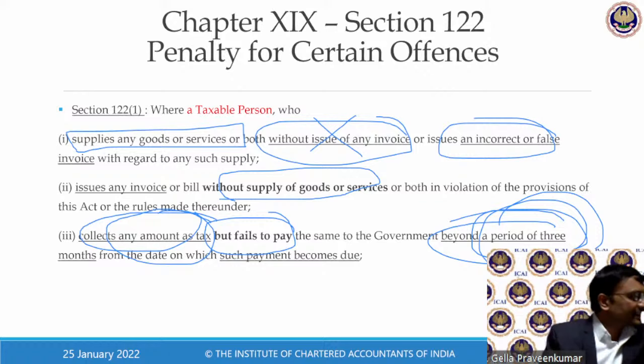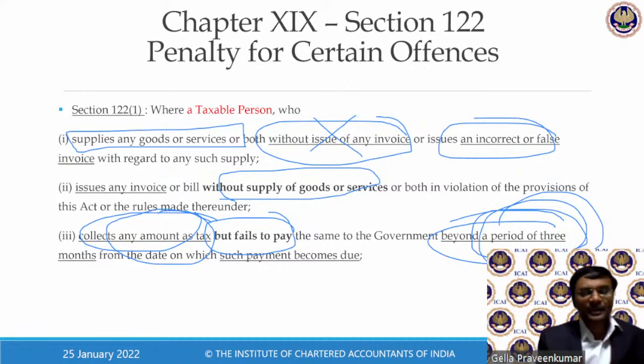Section 76, tax collected but not paid. Below that, write down Section 122, subsection 1, tax collected but not paid beyond 3 months.